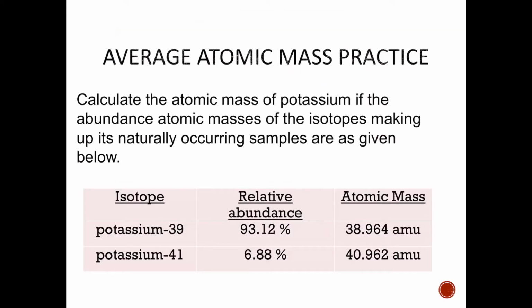Okay, so let's try this. Here's an example. Our problem is: calculate the atomic mass of potassium if the abundance and the atomic mass of the isotopes making up its naturally occurring samples are as given below. We have two different isotopes, potassium 39 and potassium 41. Remember, those are the mass numbers. So here are the actual masses.